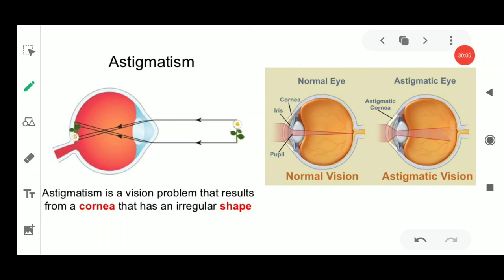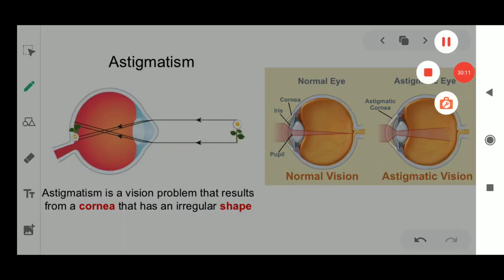And lastly we saw astigmatism, where the person is not able to see the things properly because of the irregular shape of the cornea. So this was all about today's video, children. I'll meet you all in the next video with the next topics to be discussed, and that will be the second part of this chapter.